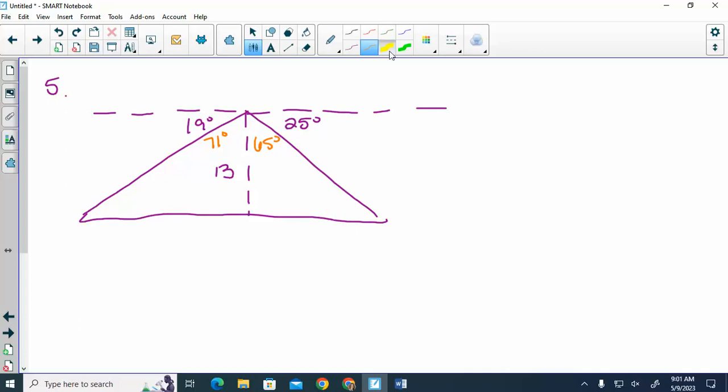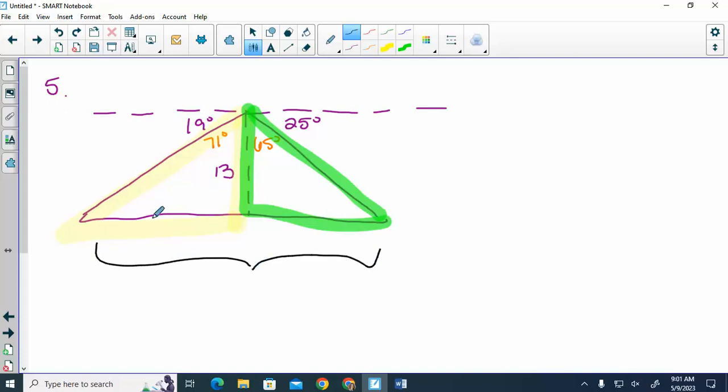And our trig functions work in the right triangle. So here's the right triangle. Our goal is to find this total distance. So what we'll do is find this side in each of those and then add them together. So in this one, from my 71, x is opposite, 13 is adjacent, so we could say the tangent of 71 degrees equals opposite over adjacent.